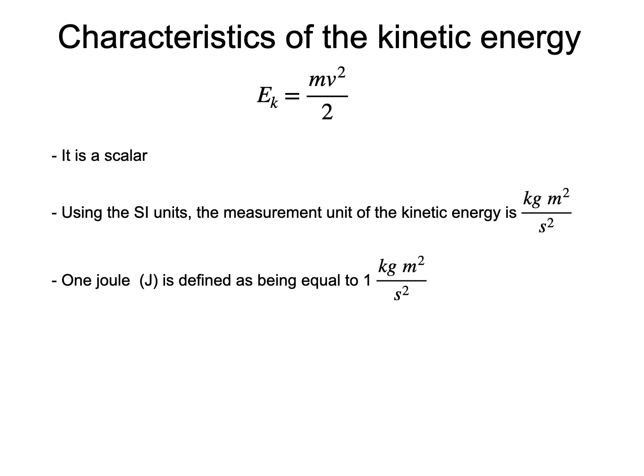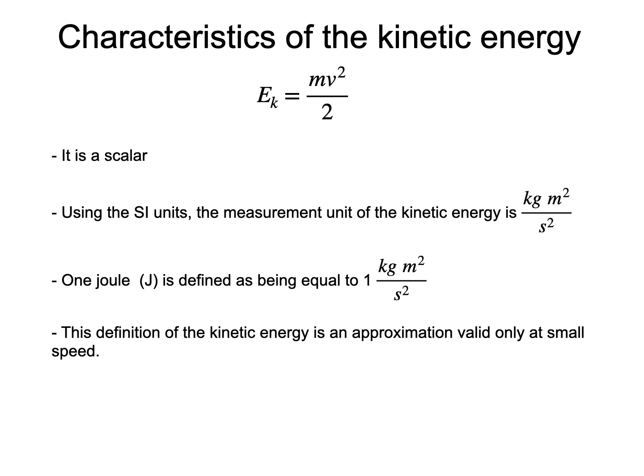Another warning: this definition of kinetic energy is only valid at small speed. Small speed meaning that the speed of the object is several orders of magnitude smaller than the speed of light. The more general definition for the kinetic energy will be left to be introduced in a more advanced physics course. The physical situation we will study will only involve small velocities, for which the definition of Ek introduced here is perfectly adequate.